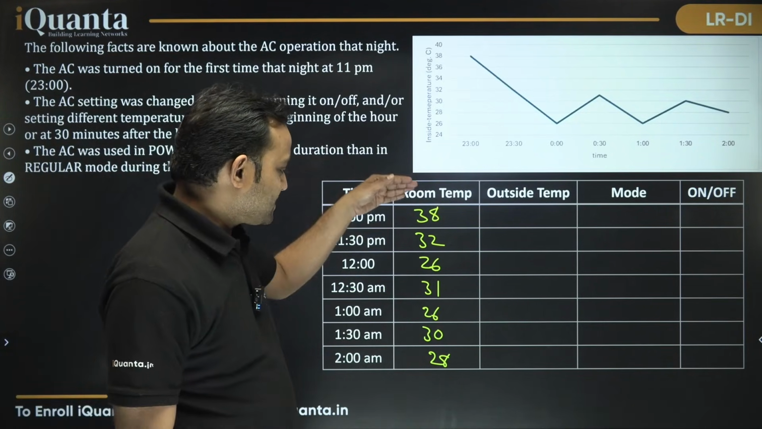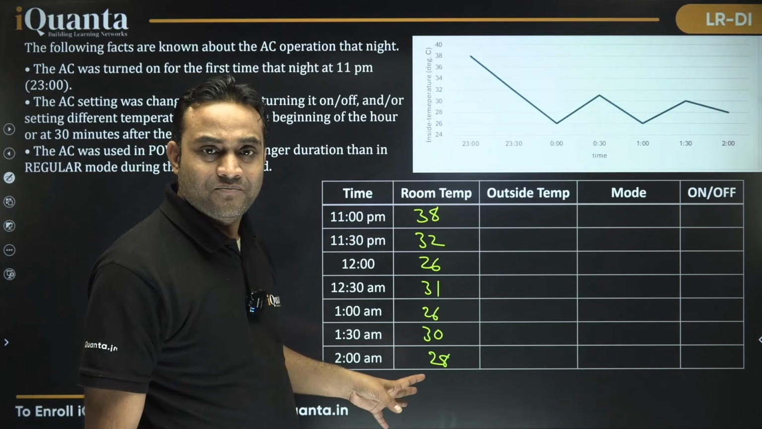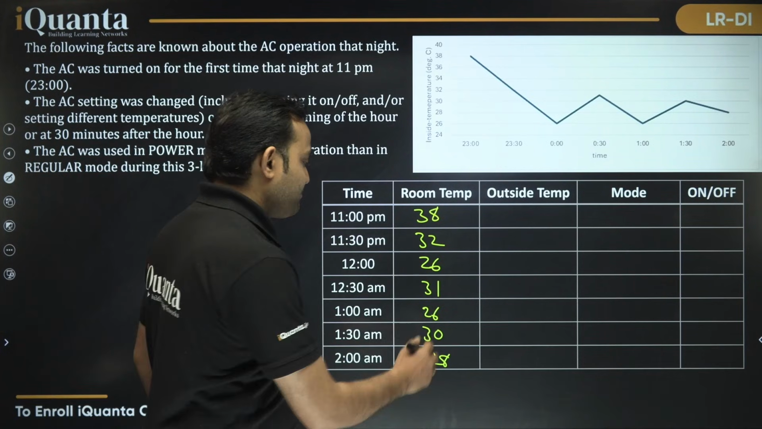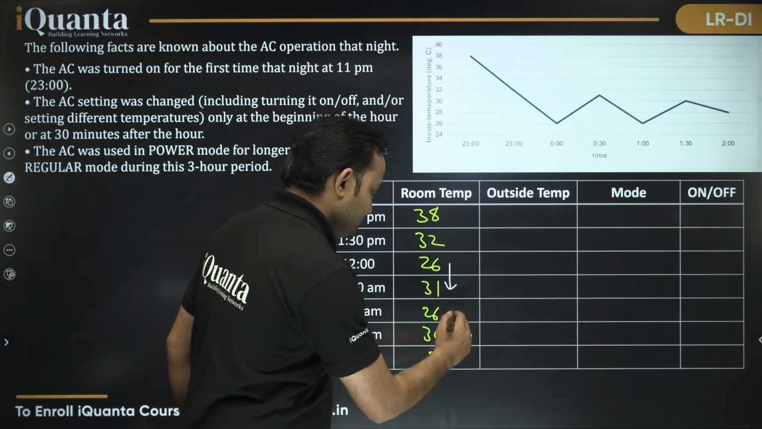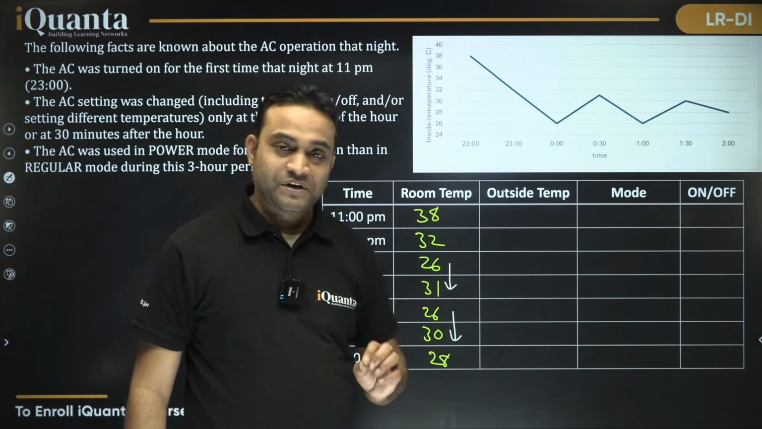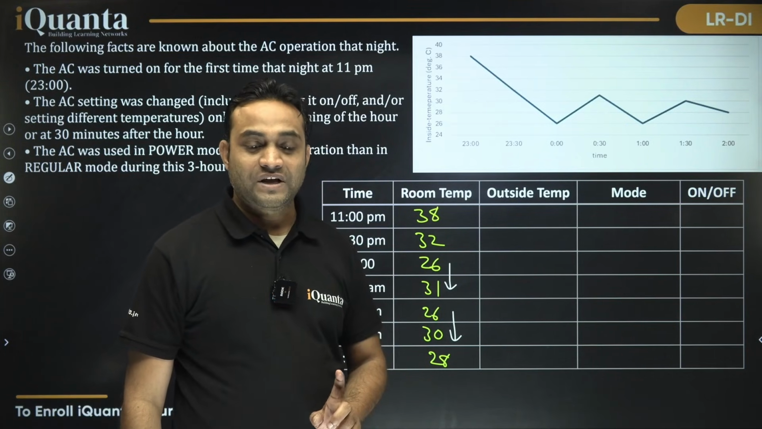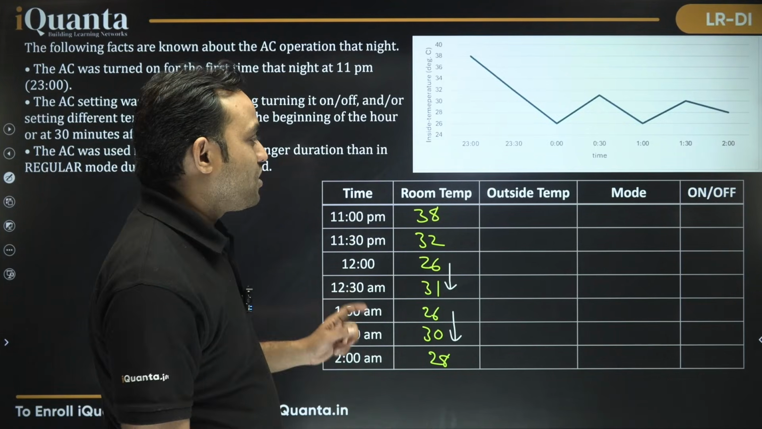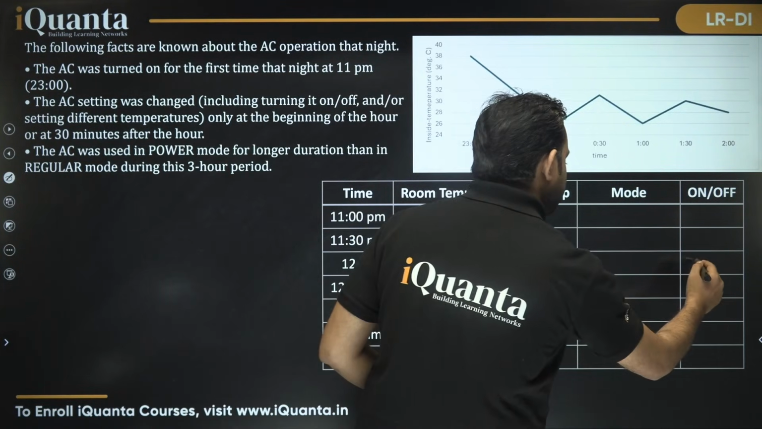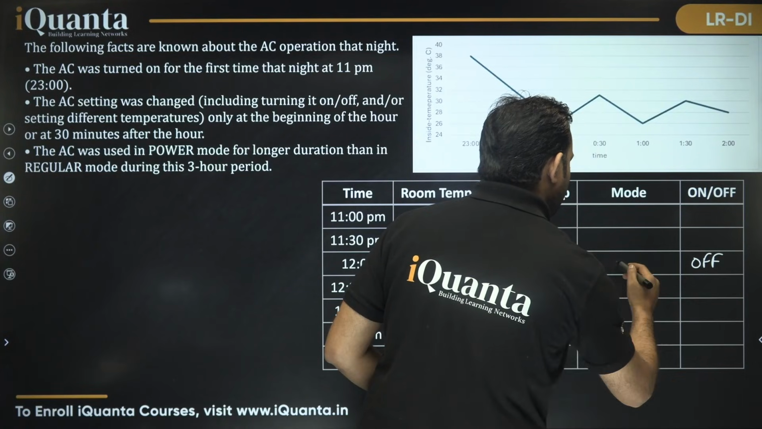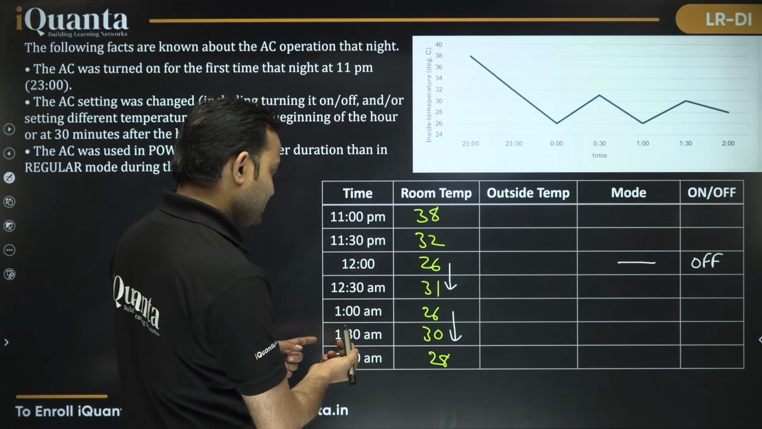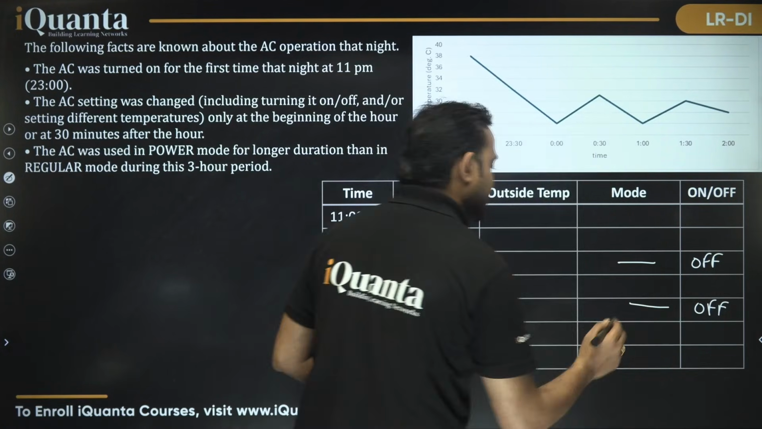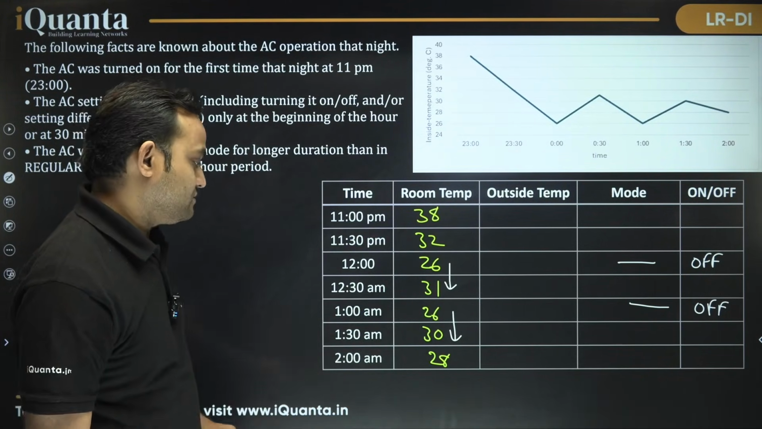The temperature is falling all the time, but there are two occasions where temperature is increasing. And we know that temperature is increasing only when AC is off. So can we say at these two times AC is off? At 12 o'clock, the AC is off. None of the modes is working here. At 1 o'clock, AC is off. Again, none of the modes is working.